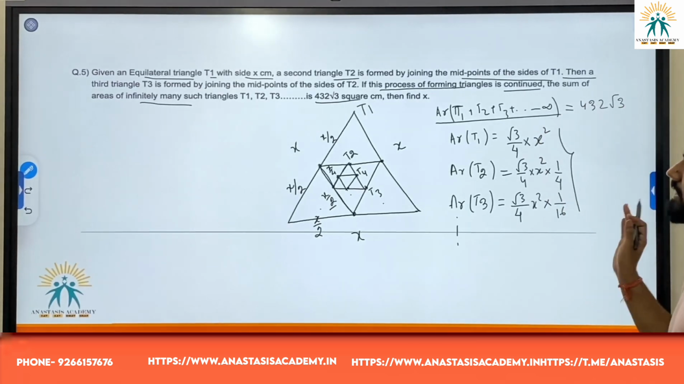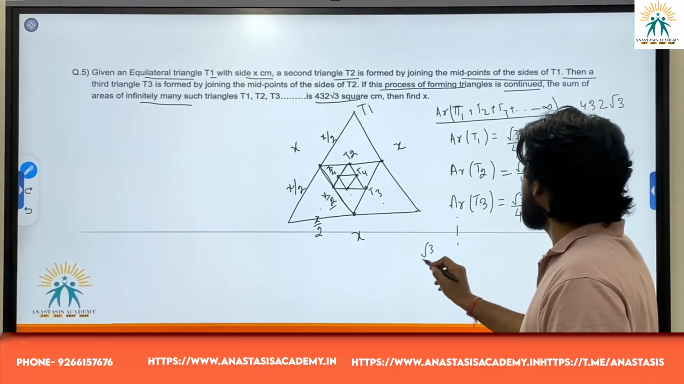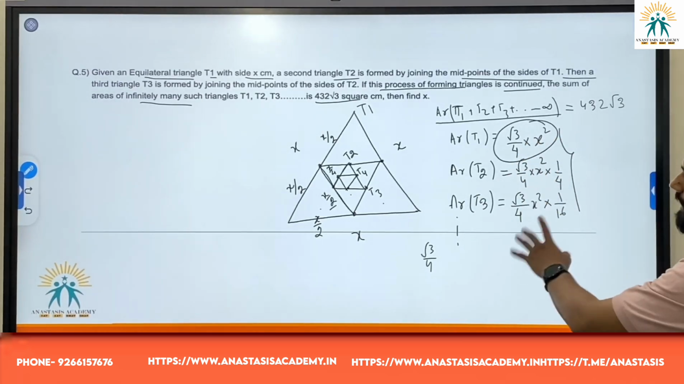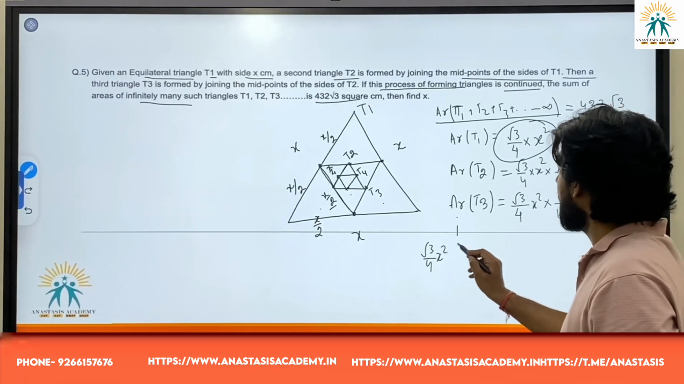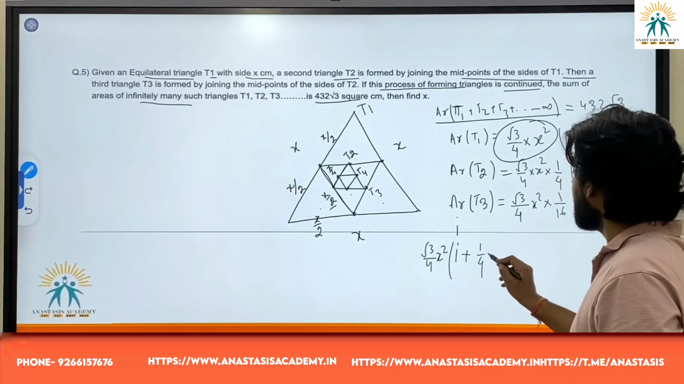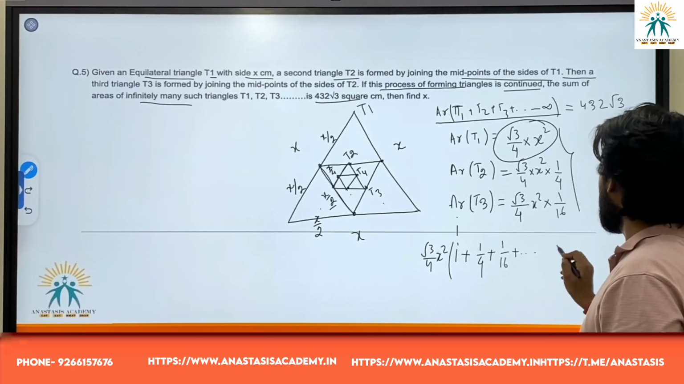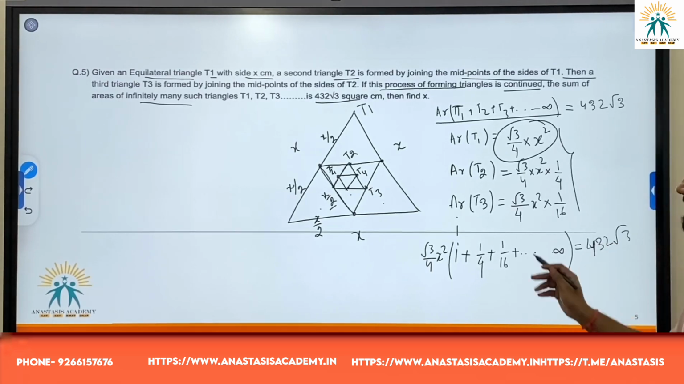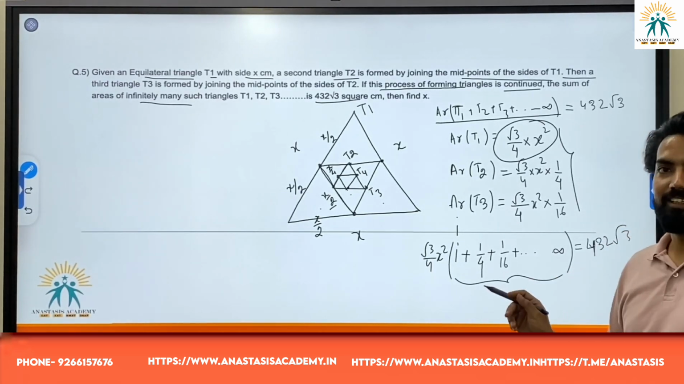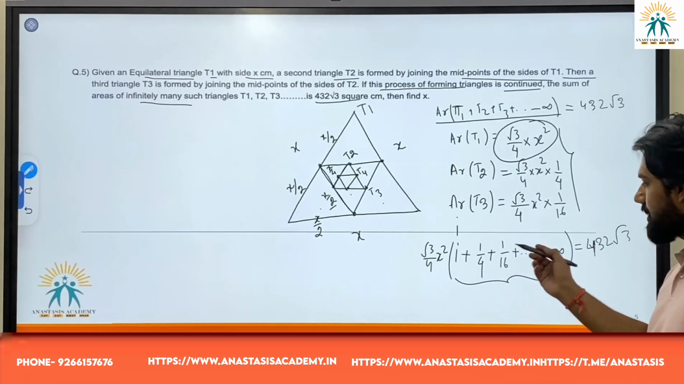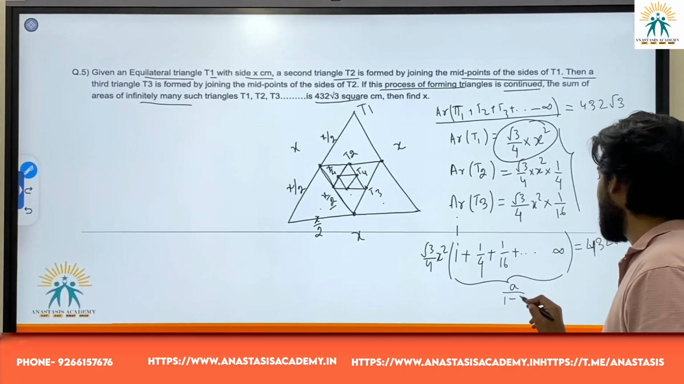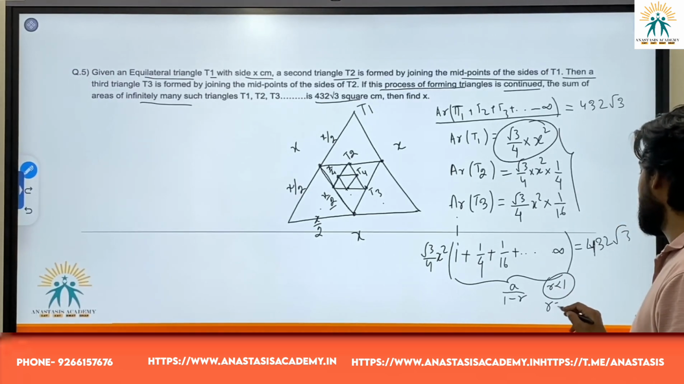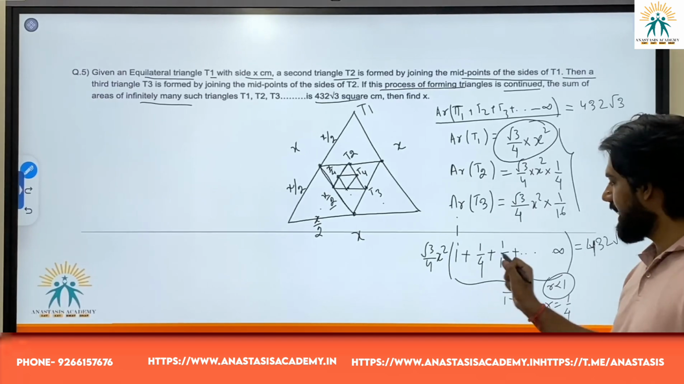So it would be root 3 by 4. I am taking this expression as common from every area. So root 3 by 4 x square times 1 plus 1 by 4 plus 1 by 16 and so on till infinity is given to me as 432 root 3. This is a geometric progression, an infinite GP series whose sum is a upon 1 minus r, because the common ratio here is less than 1. The common ratio in this series is 1 by 4. The next term is formed by multiplying by 1 by 4 each time.